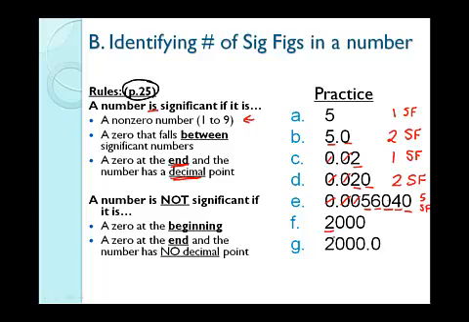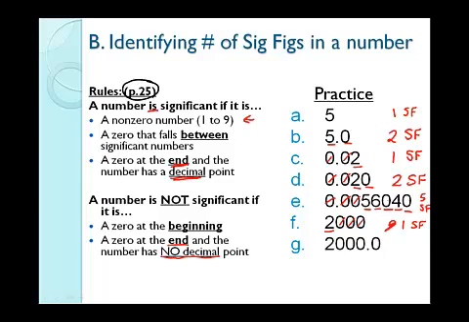Okay, for this number, we know that the 2 is significant. How about these zeros here at the end? There is no decimal point in this number, and those zeros are at the end. So they're just there as placeholders to tell us that it's a big number. So, whoops, this one has 1 sig fig.